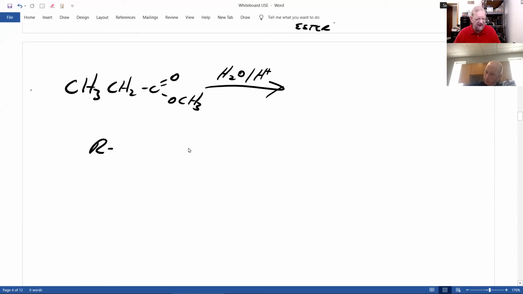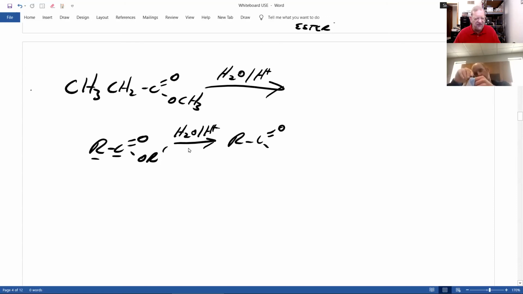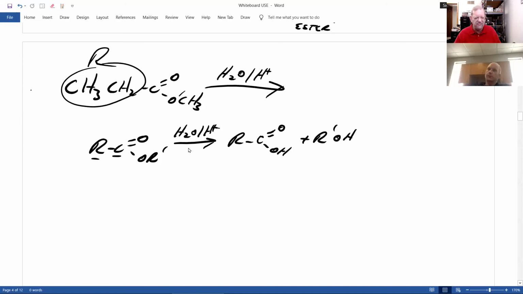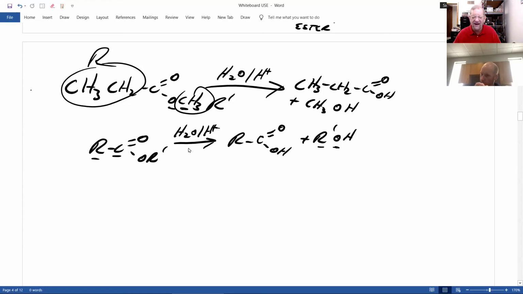And what do we have here? An ester. Carbonyl, oxygen with R prime, carbonyl with R group. Water and acid, or acid and water, and you get back the carboxylic acid you would have used to make that ester, plus the alcohol you would have used to make that ester. So if I look here, here's my R group, here's my R prime, the carbon with the oxygen will be the carbon with the hydroxyl group in the alcohol. And therefore I get two things. This carboxylic acid plus this alcohol. And that's acid hydrolysis of an ester.